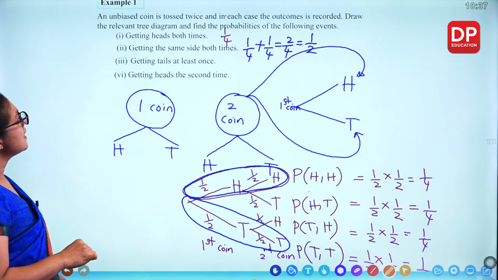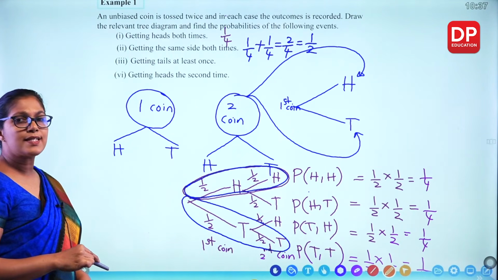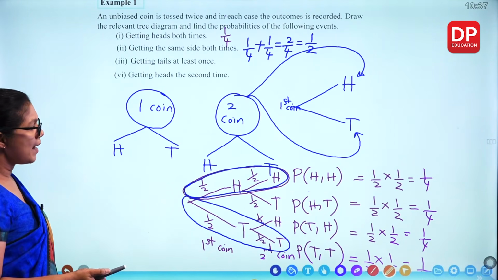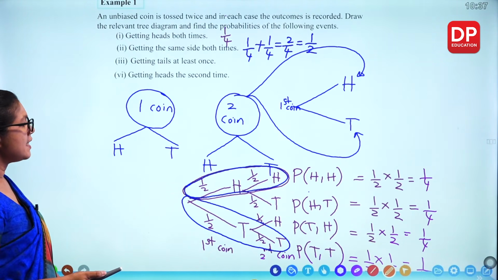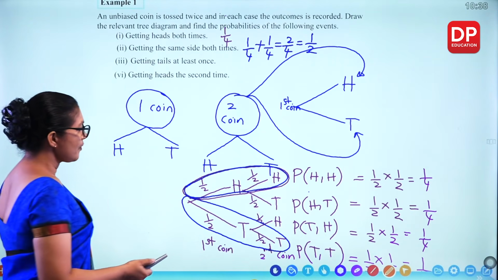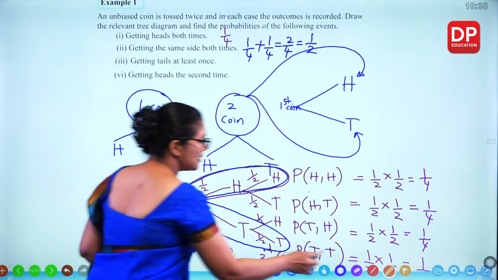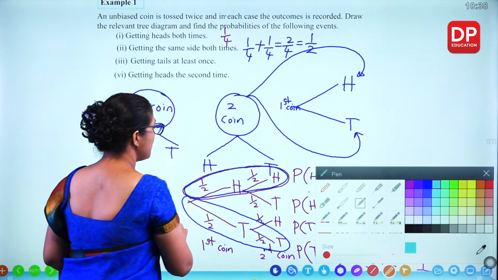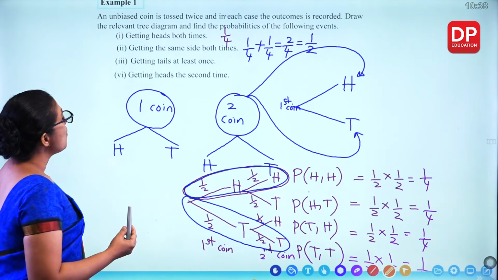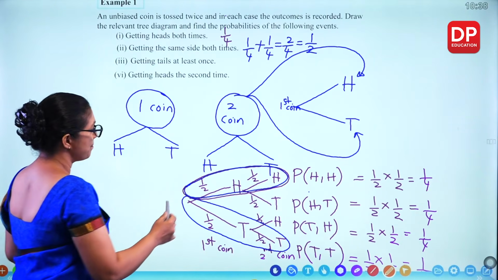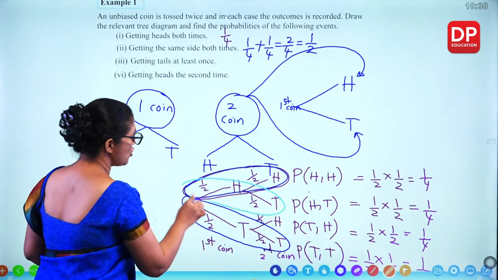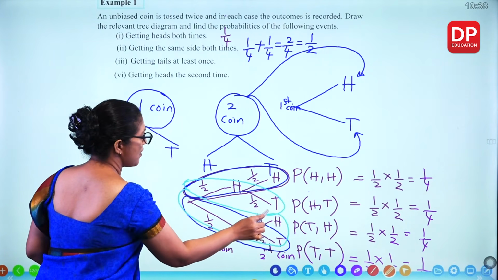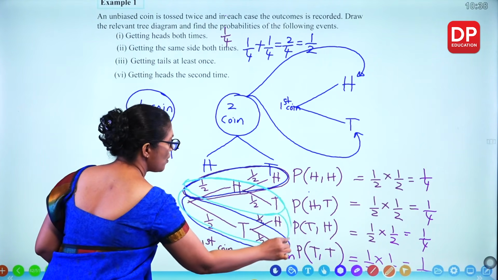Third one, getting tails at least once. At least once means either one tail or more than one tail. So what are the possibilities there? You get all these possibilities. I'll take blue color, light blue. At least one tail means you can get this branch and both these branches. So altogether this whole thing.